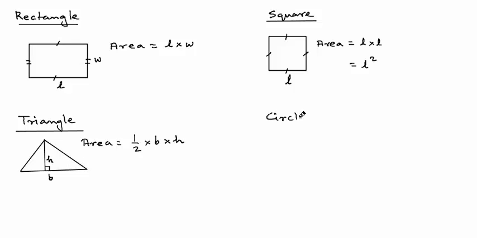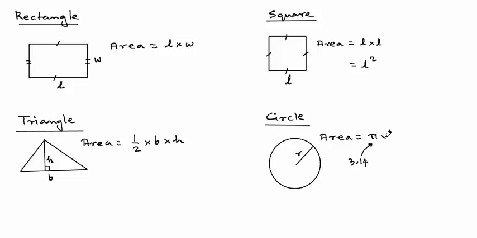A circle obviously doesn't have straight sides. Rather, it's got a radius. And the radius is nothing but the distance of the center of the circle to any point on the circle. Larger the radius, larger the circle is. The area of a circle is given by the formula pi, which is a constant. Its value is 3.14 multiplied with the square of the radius, or r multiplied with itself. This constant pi is the ratio of the circumference or the perimeter of any circle to its diameter.